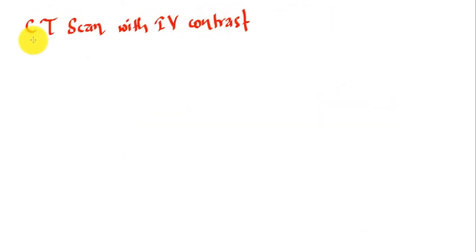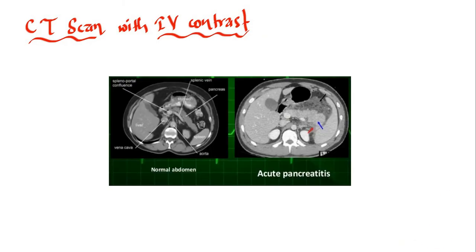CT scan with IV contrast. There is no pancreas without CT. Anything in the pancreas, CT is a must and the best investigation. So keep this in mind. Any disease in the pancreas, CT is the best investigation. Any disease in the biliary tree, ultrasound is the best investigation. So it is very useful in diagnosis.